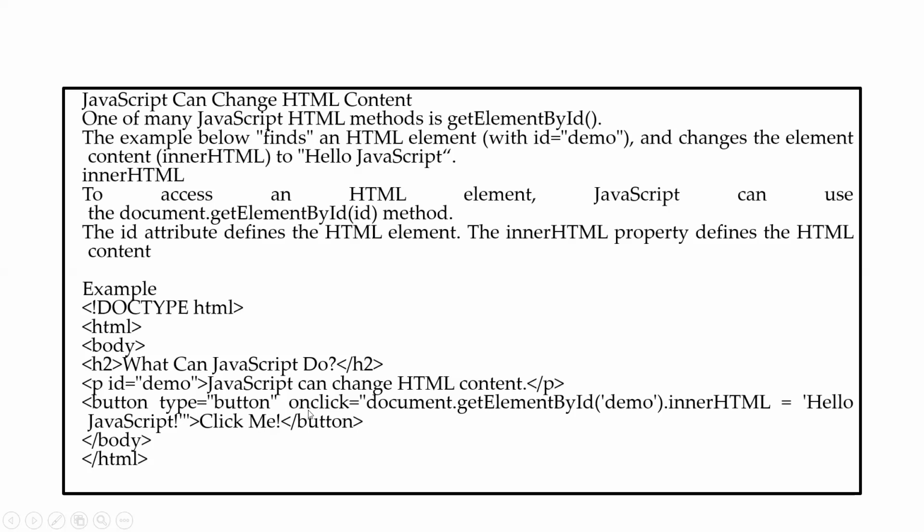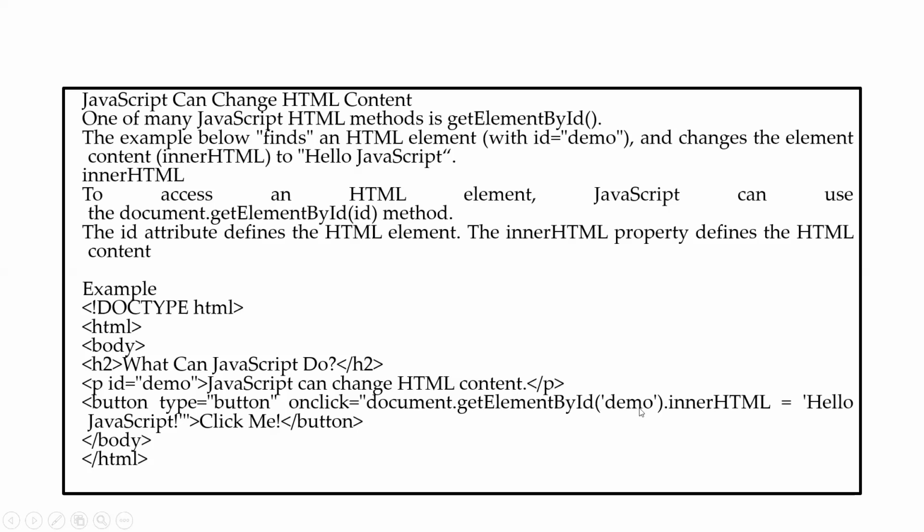Then the attribute value is onclick. The event type is onclick. So when the user clicks the button, document — which document? The particular document, that is the host object, triggers the getElementById method.